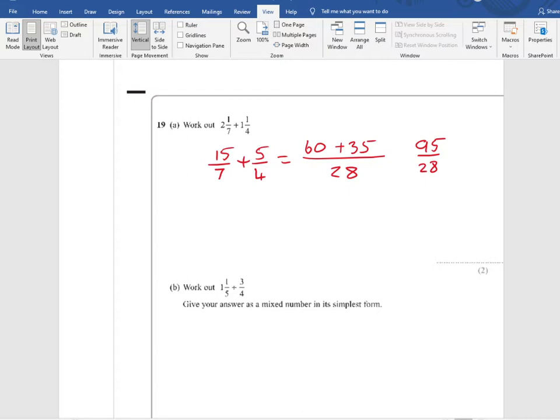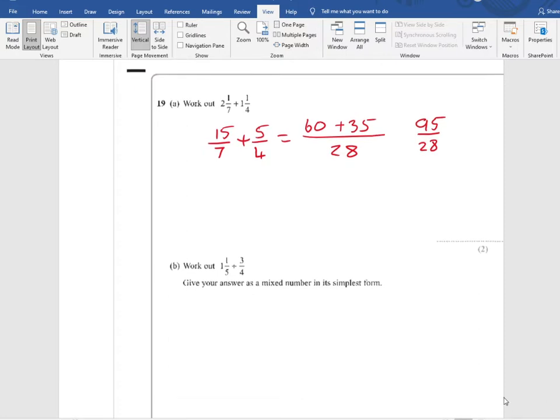This one, we need to simplify. So what do we do with this one? So 1 and a fifth. I'm just thinking, is that a plus or is that a divide? I don't know. 6 over 5, and I've got 3 over 4. I think that's divide. Let's go with that. 6 over 5 times 4 over 3.